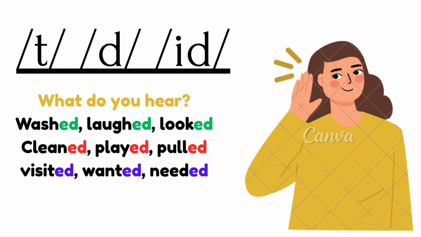What do you hear when I say these words? Washed, laughed, looked, cleaned, played, pulled, visited, wanted, needed. Did you notice the three different sounds for the ED ending? The past tense ED can have a t, d, or id sound. There are three different sounds. We will go over this in another lesson, but for now, I just wanted you to notice the different sounds.